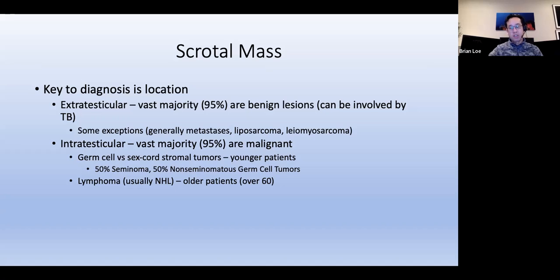The intratesticular lesion, so if you see a lesion within the testis, the vast majority of those are malignant. They're typically germ cell tumors or sex cord stromal tumors. They're younger patients, in their teens, 20s, 30s. Of the germ cell tumors, half of those are seminomas. The other half are the non-seminomatous germ cell tumors. In the older population, you will see lymphomas, usually non-Hodgkin's, inside the testis, oftentimes bilateral.